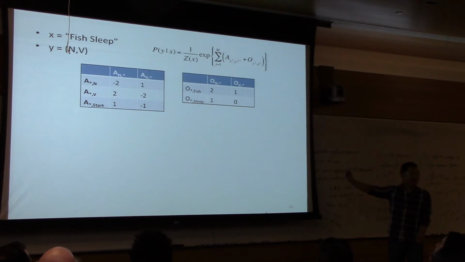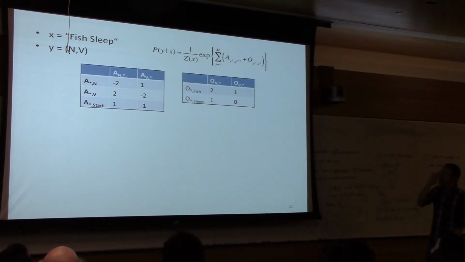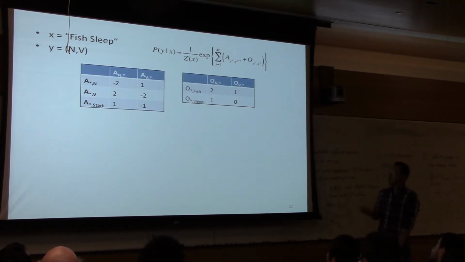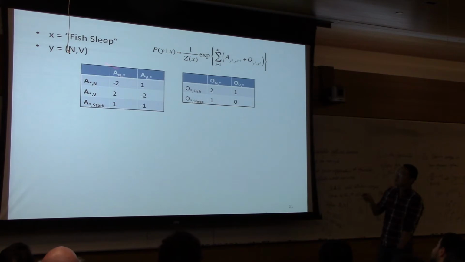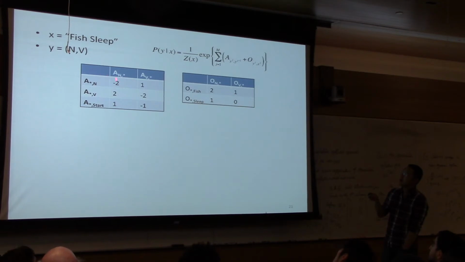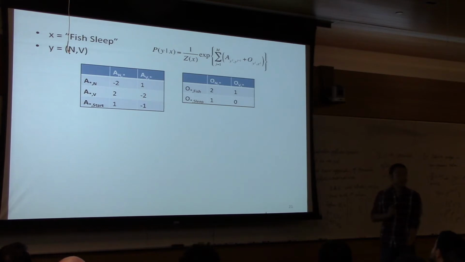Okay, so an operational example. Maybe this will make things a little bit clearer. Here x is of length 2, fish sleep, and the y that we are considering is noun verb. This is the A matrix, this is the O matrix. Recall that these scores are inside the exponent. These are the scores of transitioning from noun to noun, from noun to verb, from verb to noun, from verb to verb, and so on and so forth.